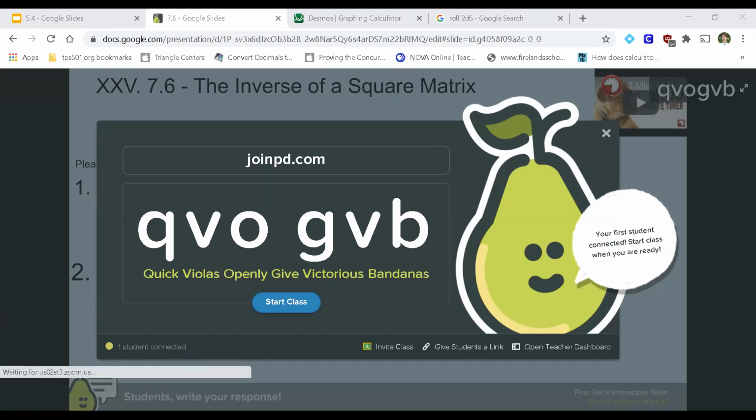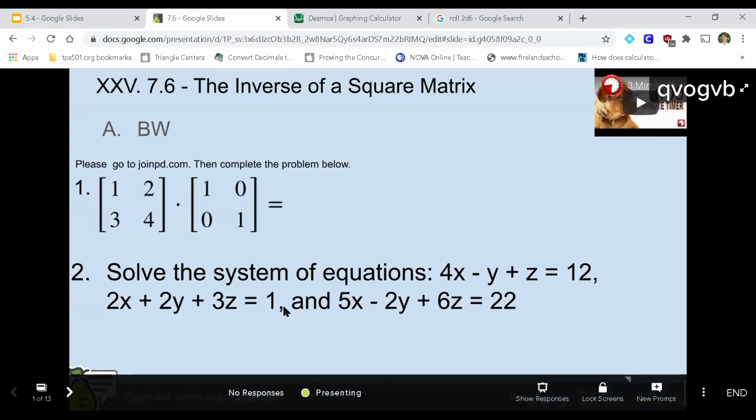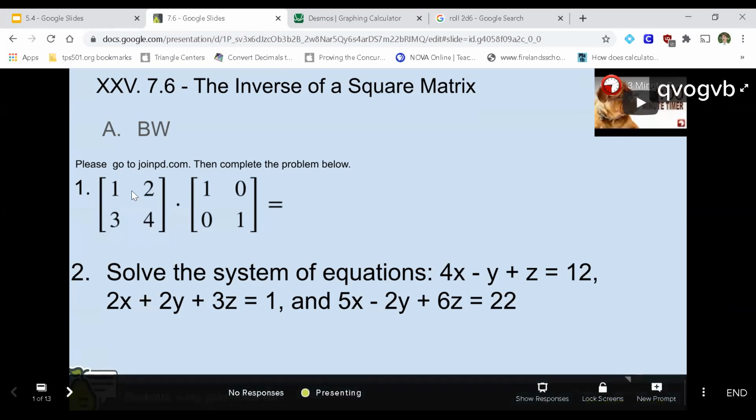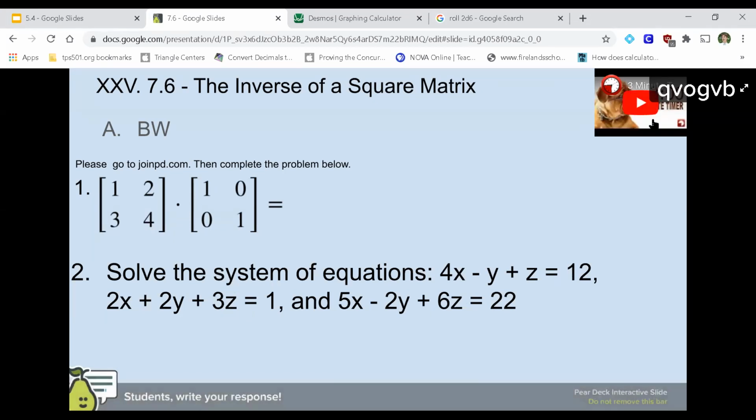Okay, dokie. All right, so today we're going to talk about the inverses of square matrices. Before we get into that, I've got two bell work problems for you today. Tell me what [1, 2; 3, 4] times [1, 0; 0, 1] is, and then solve this system of equations either traditionally, or using the Gauss-Jordan elimination method, or the new thing, Cramer's rule from last class. I'll give you 3 minutes.